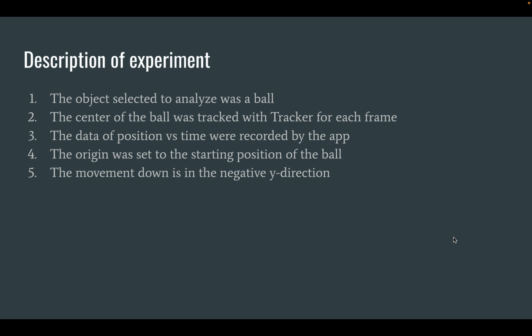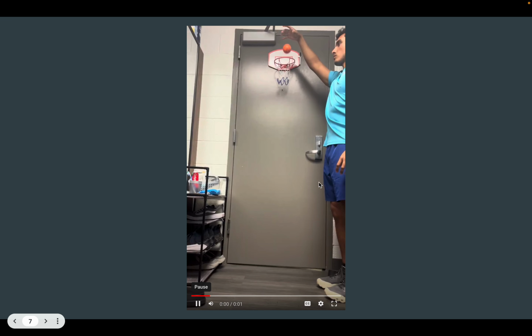So, the experiment. The object selected to analyze was a ball. The center of the ball was tracked with Tracker for each frame. The data, position versus time, were recorded by the app. The origin was set to the starting position of the ball. The movement down is in the negative y direction. Here's the video.